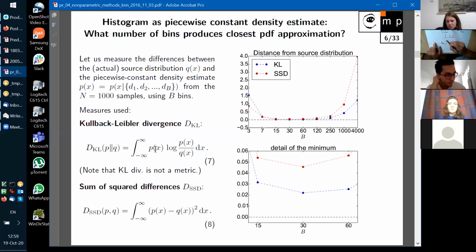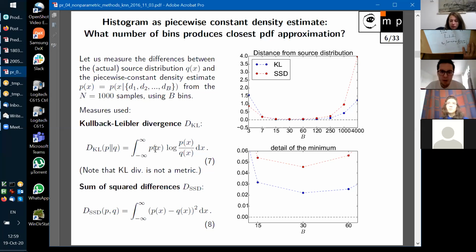So we have plus minus infinity, but in our case, this is actually only from 0 to 1, log px divided by qx. And that's the same thing as the integral of px log px minus px log qx. And I will write here a bracket like that.